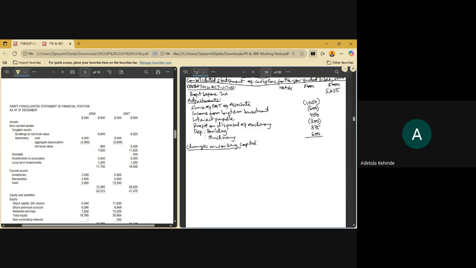Changes in working capital. 525. Positive or negative? Negative.